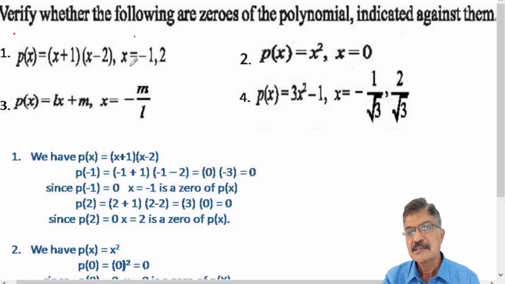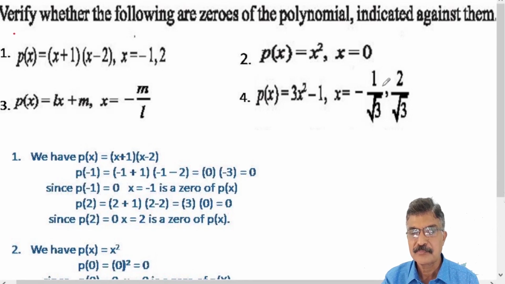First we will take x is equal to minus 1. That is, substitute x with minus 1 and do the arithmetic. We will get the answer 0. So p(minus 1) is 0. Since p(minus 1) is 0, x is equal to minus 1 is a zero of p(x). Take the second one. As in the first one, while we do the arithmetic, we will get p(2) is equal to 0. Since p(2) is equal to 0, x is equal to 2 is a zero of p(x).